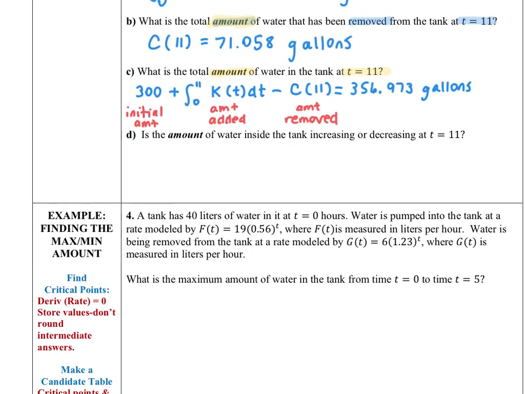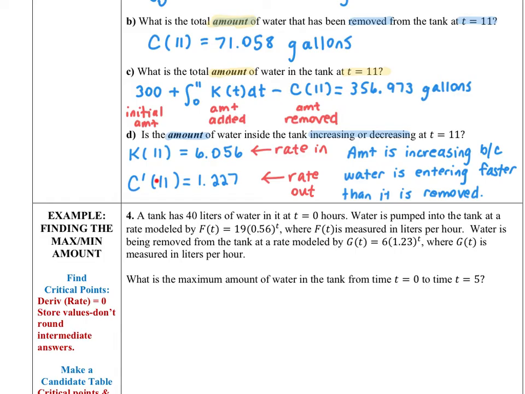In part D, I'm asked if the amount of water in the tank is increasing or decreasing. So I'm going to compare the rate of water coming in with the rate of water being removed and see which one is higher. Just plugging 11 into my function K, because K is the rate, gives me 6.056, and that's the rate the water's coming in. Because function C is the removal amount, to find the rate of removal, I need to take a derivative and then plug the 11 in.